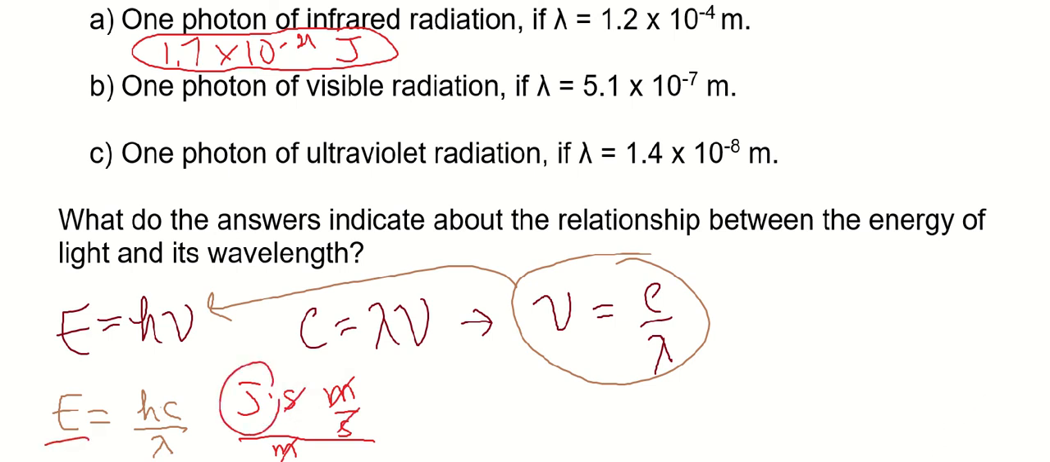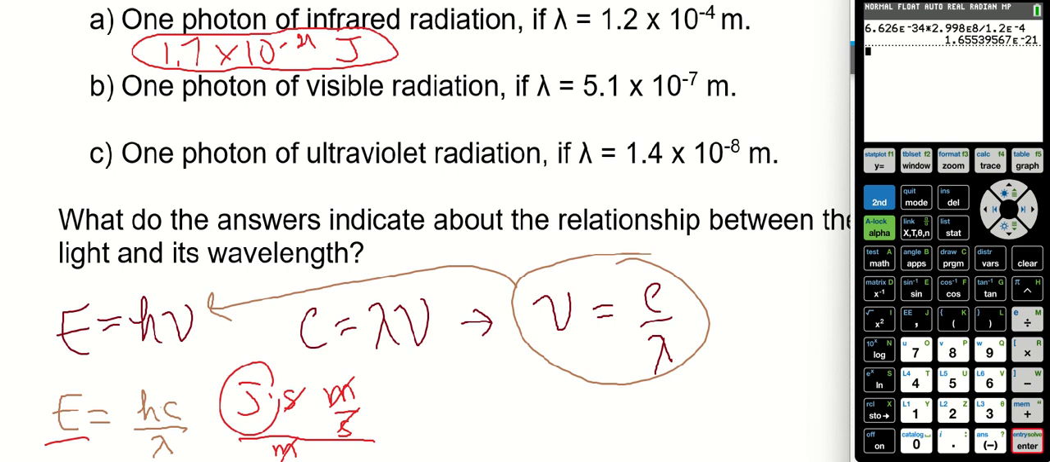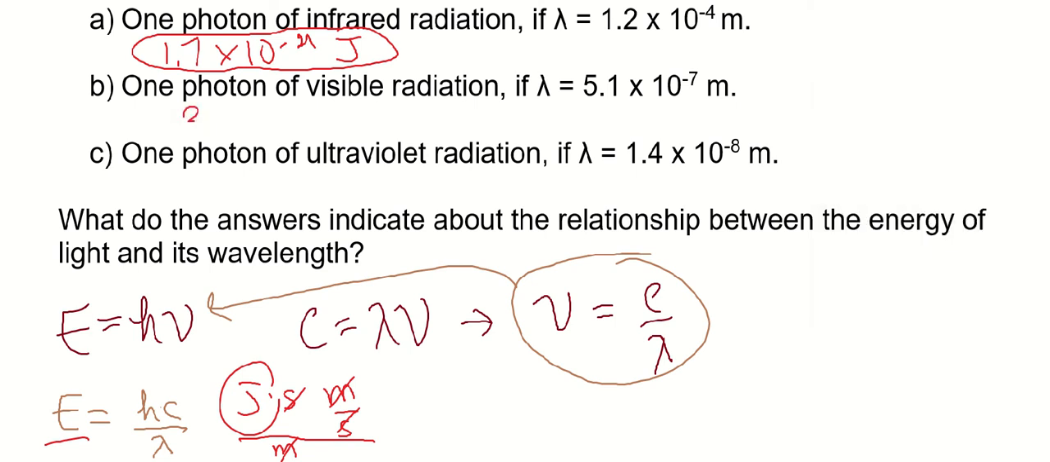I'm just going to go back to my calculator and copy what I had up here and just switch out the wavelength. So 5.1 times 10 to the negative 7. The energy for the wavelength in part B is 3.9, because again we're doing 2 sig figs, 3.9 times 10 to the negative 19.